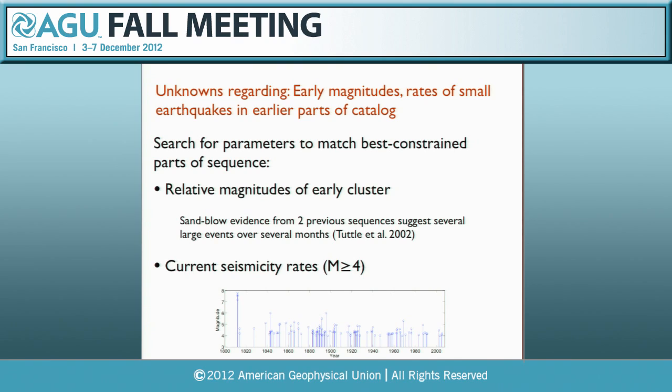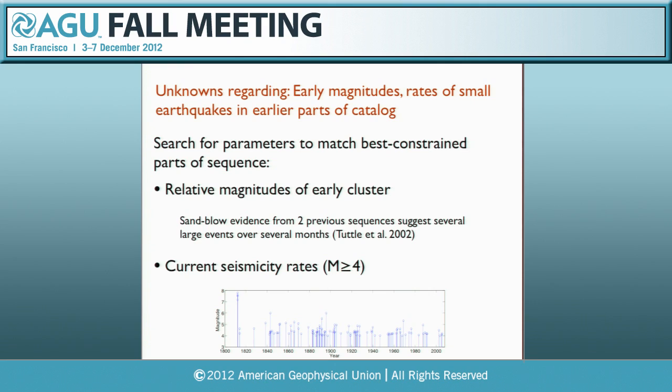So as I said, there are several unknowns here in what we're trying to match. Those early magnitudes are very uncertain. And of course, in the early parts of the catalog where we're relying on historical data, we don't know the rates of small earthquakes very well. So our goal is to basically match the parts of the sequence that are best constrained and best known. We can't match these because we don't know them very well, but we do know the relative magnitudes of the early cluster well.